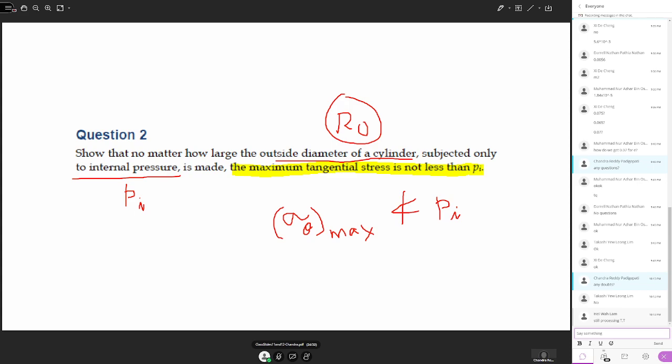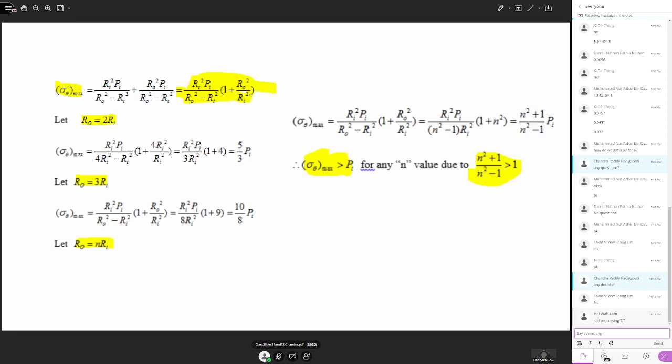So this one basically tells us that it is not ideal to just increase the thickness of a cylinder to reduce the tangential stresses, because whatever may be the outer radius, the tangential stress cannot be reduced below the inner pressure of the cylinder. The pressure and stresses have the same units and the same concept, right? So now let us prove this. It's quite easy to prove this.